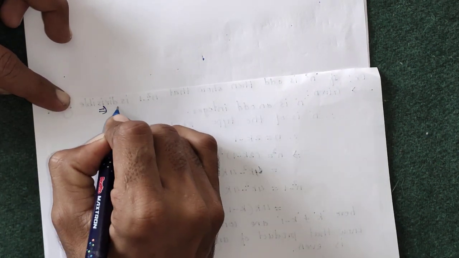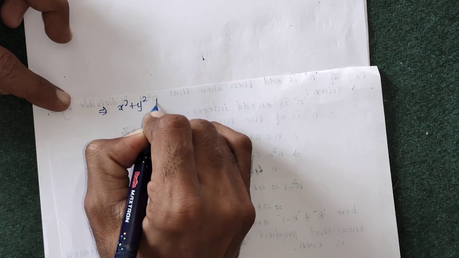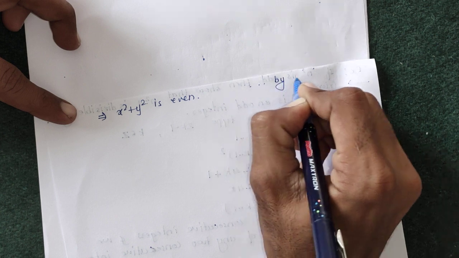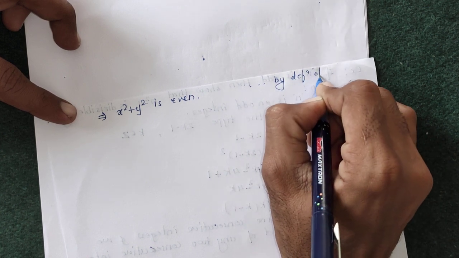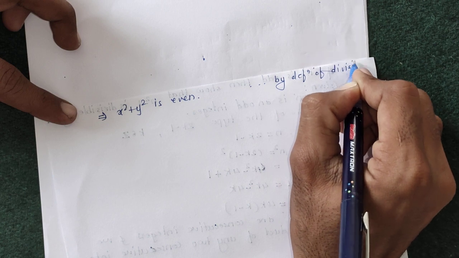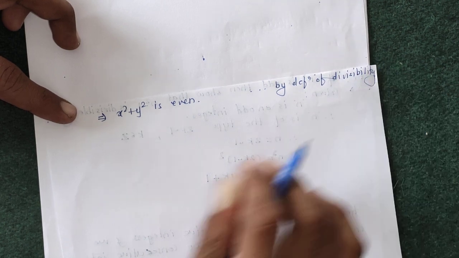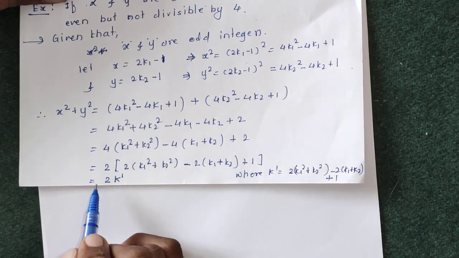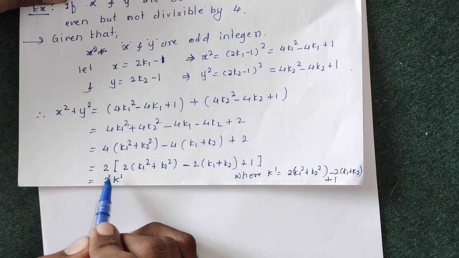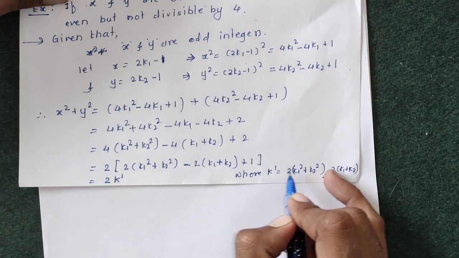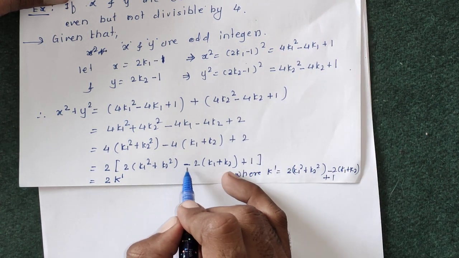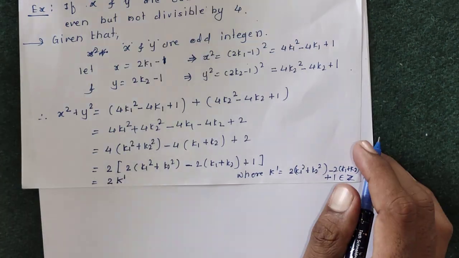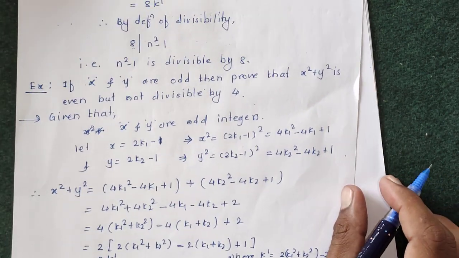This implies x square plus y square is even by the definition of divisibility. Clearly x square plus y square is of the form 2 into k prime, where k prime is an integer. K prime is equal to 2 times (k1 square plus k2 square) minus 2 times (k1 plus k2) plus 1, which is an integer. So x square plus y square is an even number.